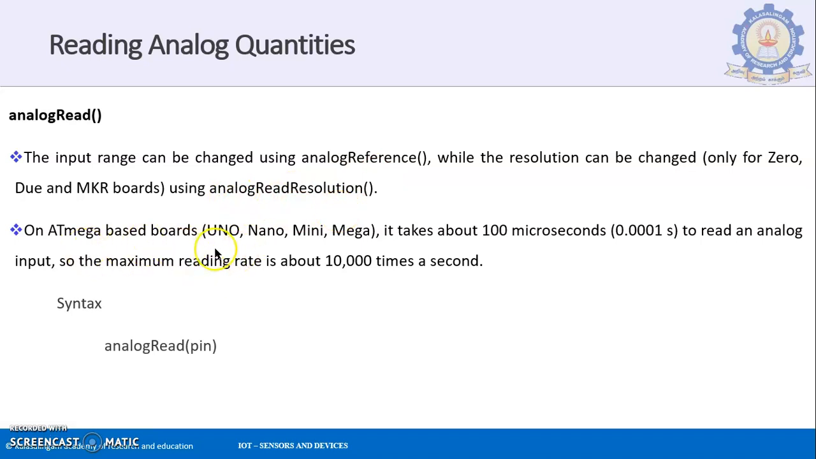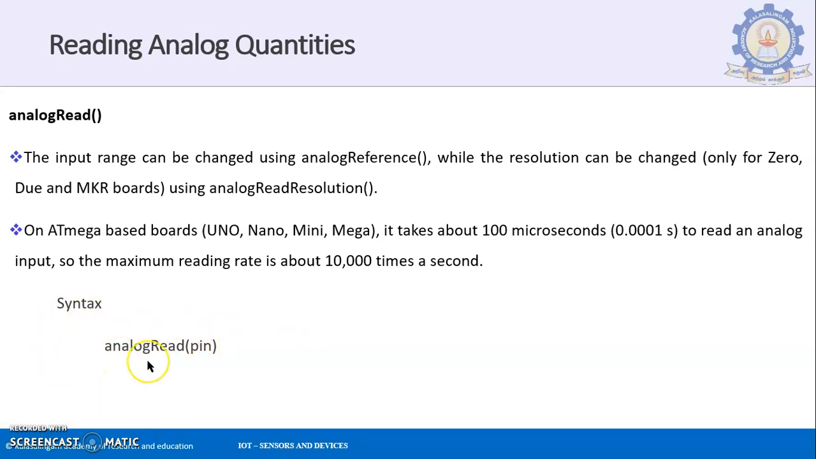On ATmega based boards, Uno, Nano, Mini, Mega, it takes about 100 microseconds to read an analog input. So the maximum reading rate is about 10,000 times a second. So you have to write your program accordingly and give the corresponding delay in your program such that the data is read accordingly. The syntax here, as I told you, is only going to get input from the outside world, so it is just the pin and not pin comma value.